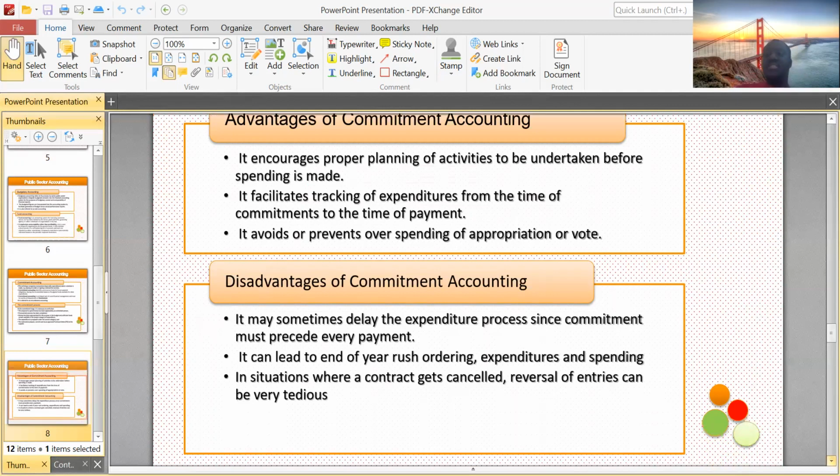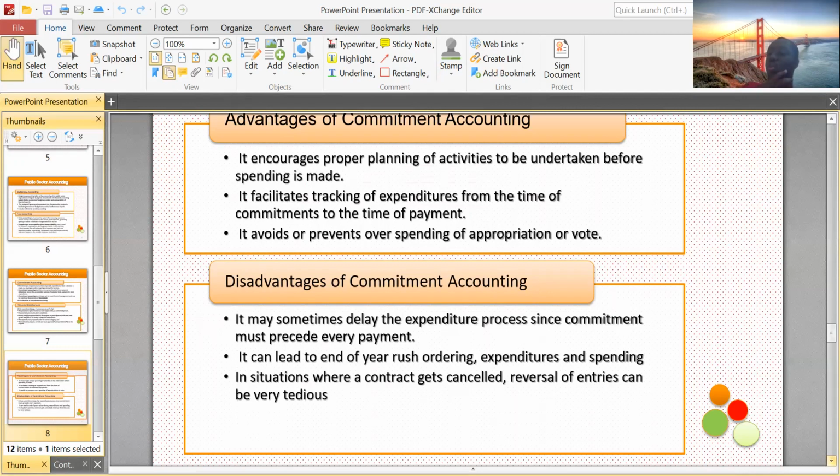What are the disadvantages of commitment accounting? It may sometimes delay the expenditure process, because of the whole processes you have to go through before a spend is made. Because there has to be a commitment before a payment is made. And so sometimes it lengthens the process, which causes delays.